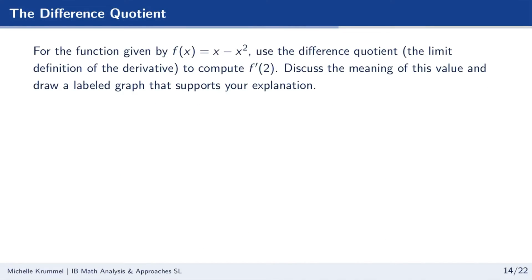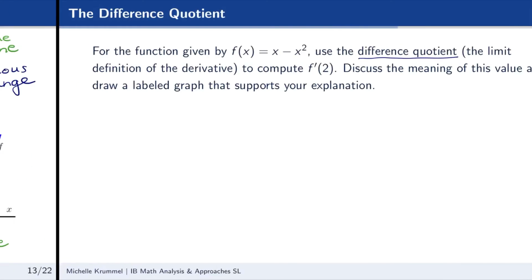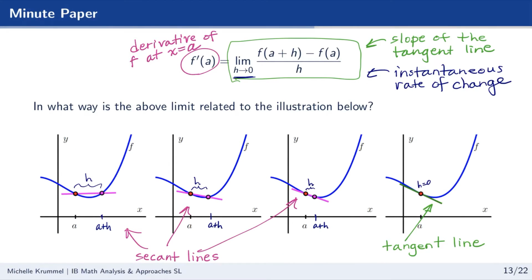For this next example, for the function given by f of x equals x minus x squared, use the difference quotient. So the difference quotient is the limit definition of the derivative. That's this thing right here. It's called the difference quotient.